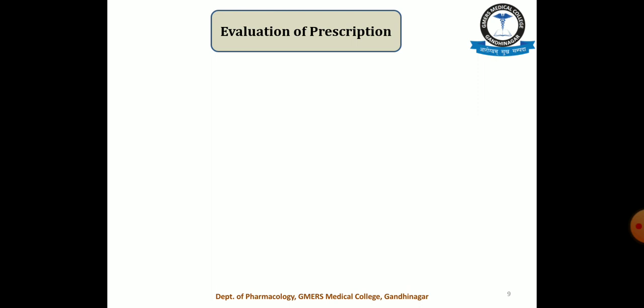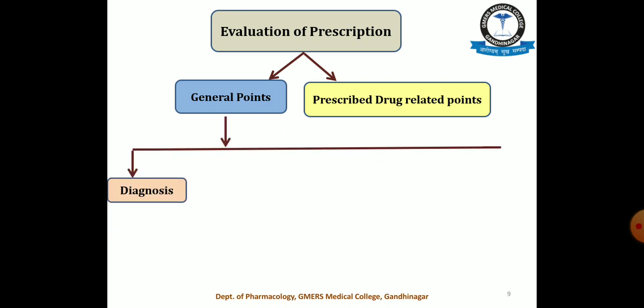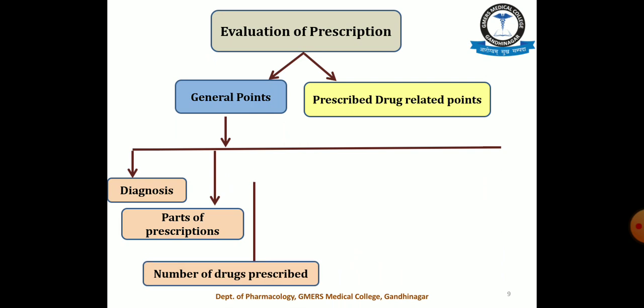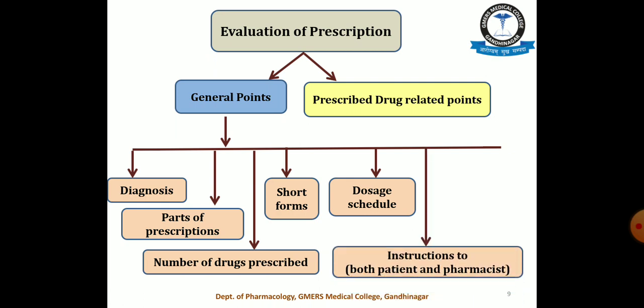Now, to remember these same points in a different fashion, you have to remember certain general points and certain prescribed drug related points for that particular prescription only. In the general points: whether the diagnosis is mentioned or not, whether all parts of the prescription are mentioned or not, number of drugs prescribed, short forms (as I told, no short forms are allowed), dosage schedule, instructions to both patient as well as pharmacist, and lastly whether the drug is prescribed by generic name or not. The evaluation of these points is applicable to each and every prescription.